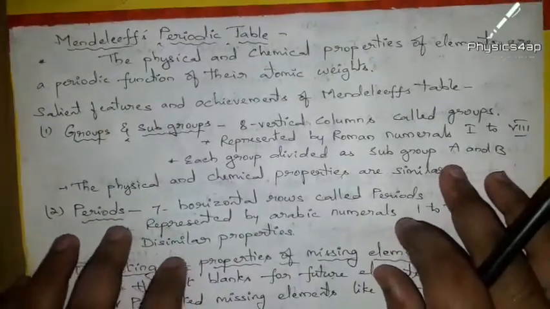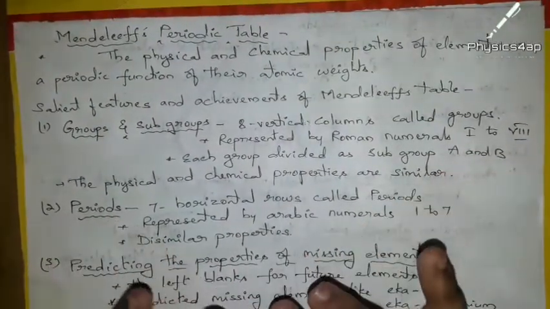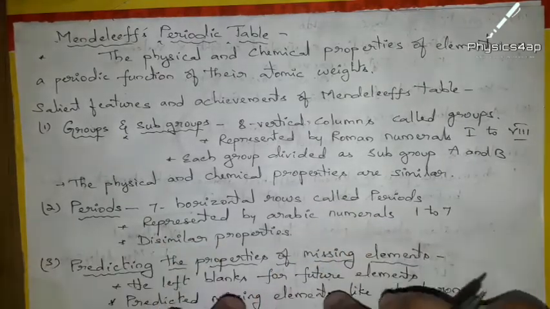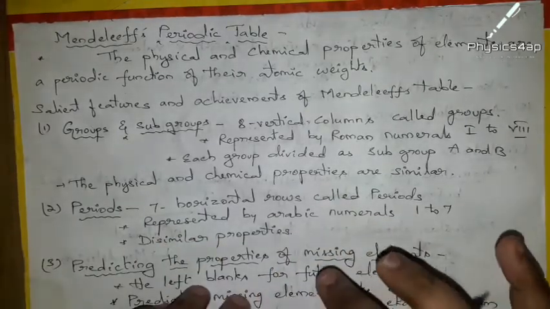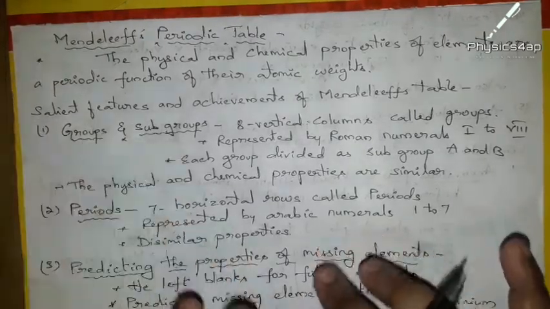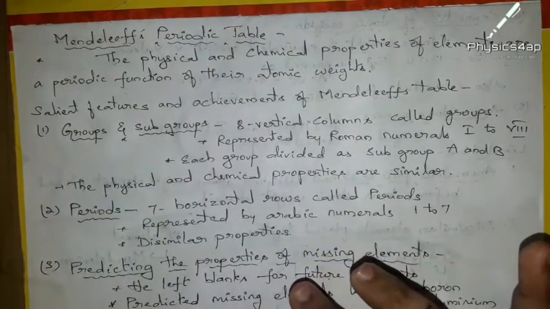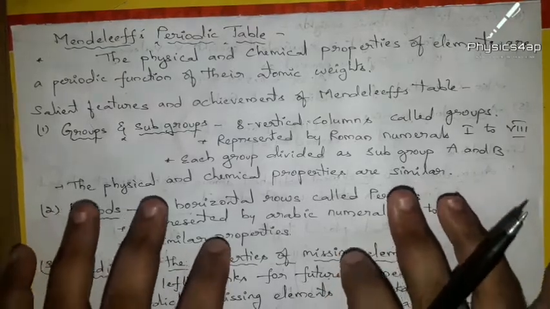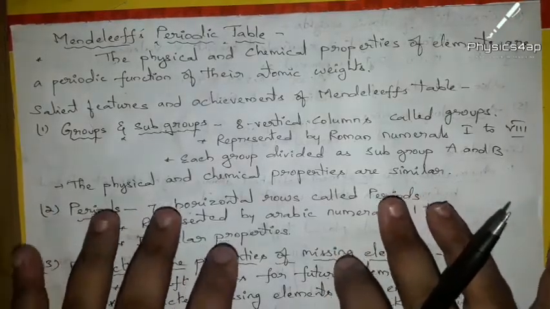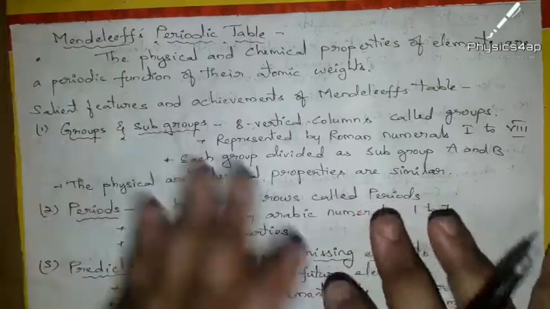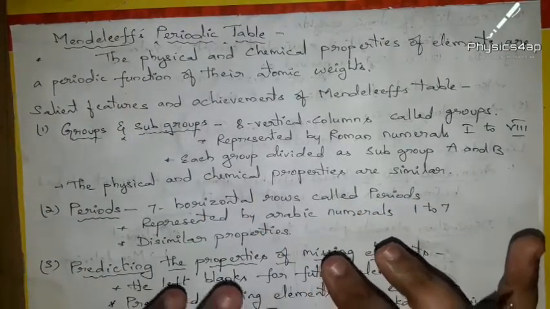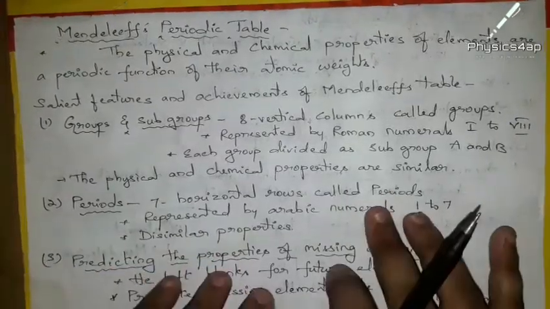The scientist called Mendeleev designed this periodic table. Today's modern periodic table has its main basics given by the Mendeleev periodic table. Most of the elements were covered during the 18th and 19th century, and Mendeleev was very successful in arranging the elements in his periodic table.